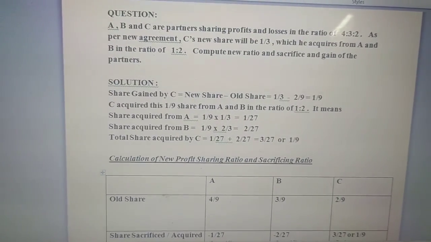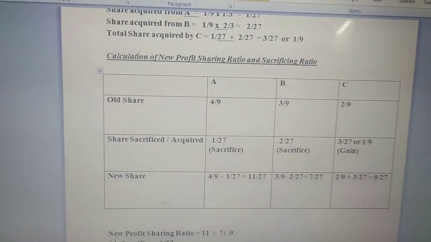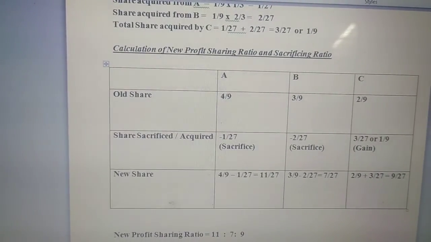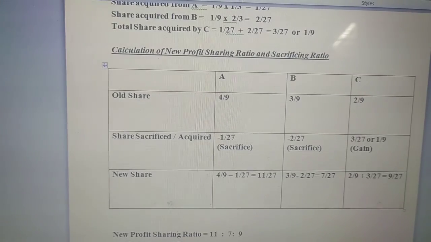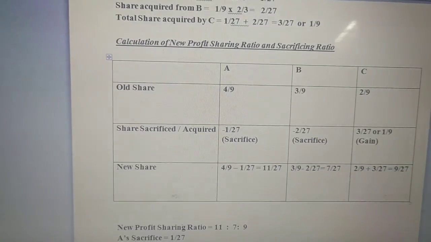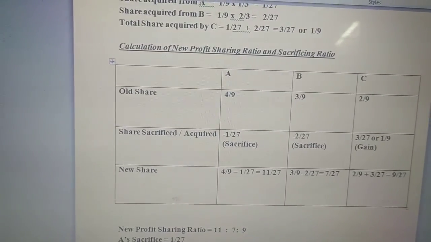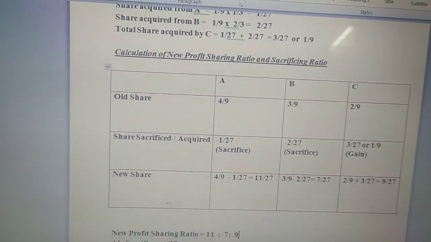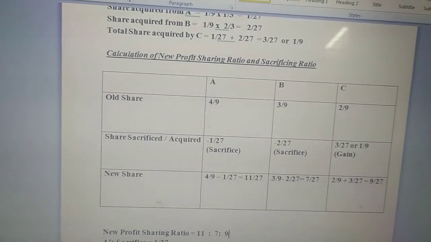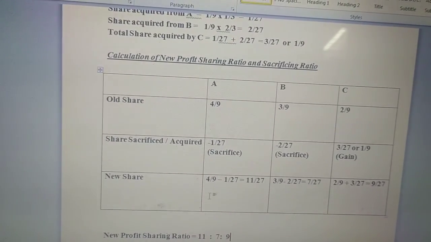Okay. Now we need to calculate the new profit sharing ratio. We have three partners A, B and C. The old shares are given as 4 by 9, 3 by 9, 2 by 9. Just now we have calculated that A has sacrificed 1 by 27, B has sacrificed 2 by 27, and C has gained from these two partners: 1 by 27 from A and 2 by 27 from B. Adding up these two, you will get 3 by 27 or 1 by 9. What we need to calculate here? We need to calculate the new share.